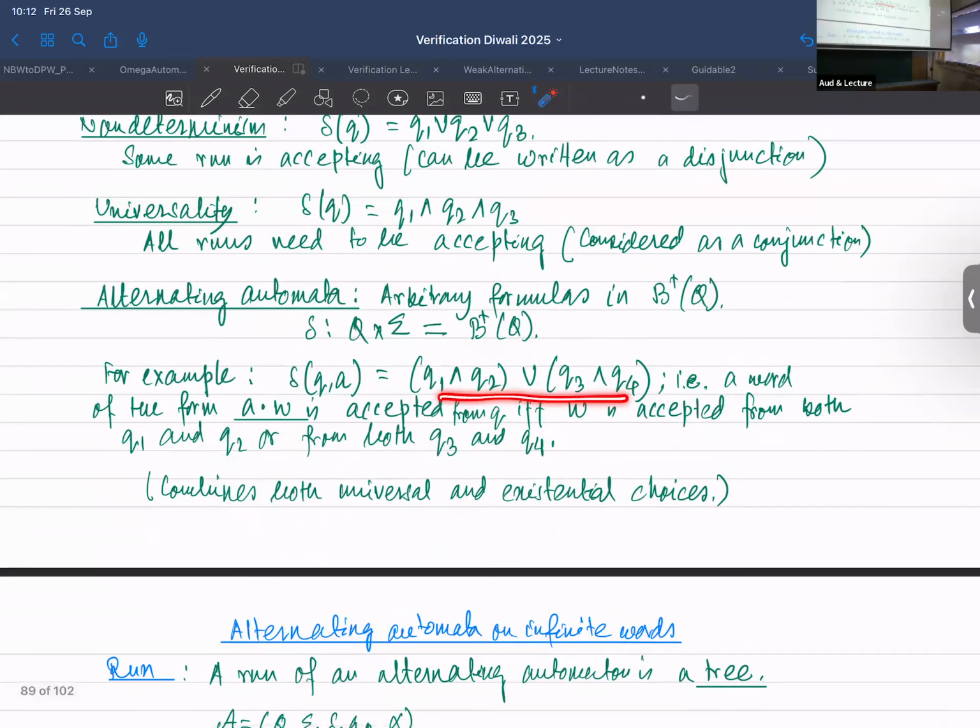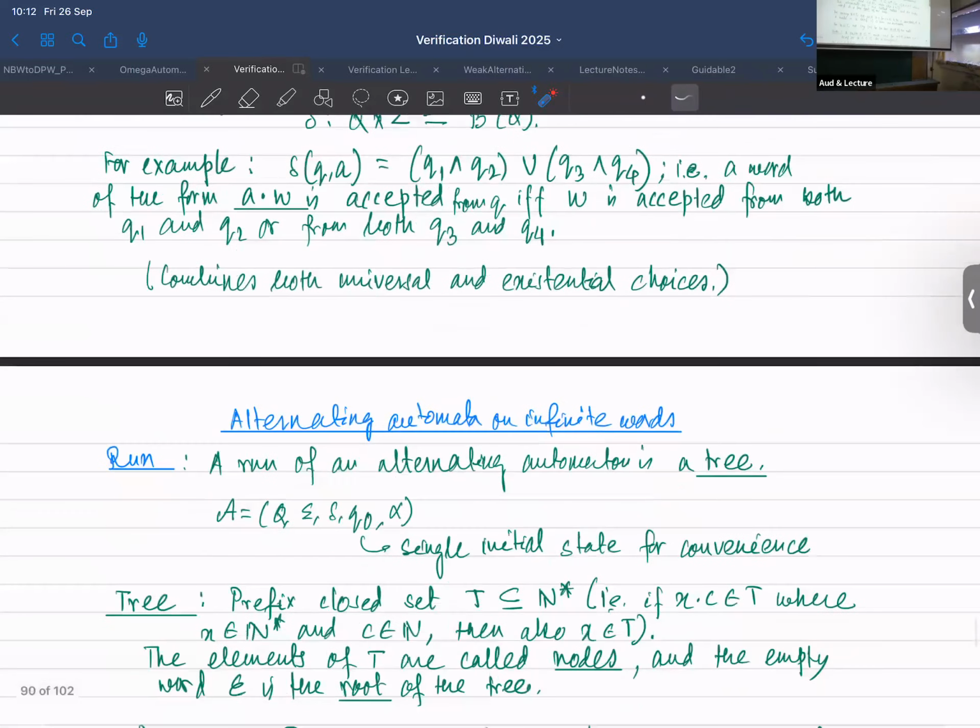So we looked at this example. A word of the form AW is accepted from Q if and only if W is accepted from both Q1 and Q2, or from both Q3 and Q4. Okay, so we are combining both of these things.